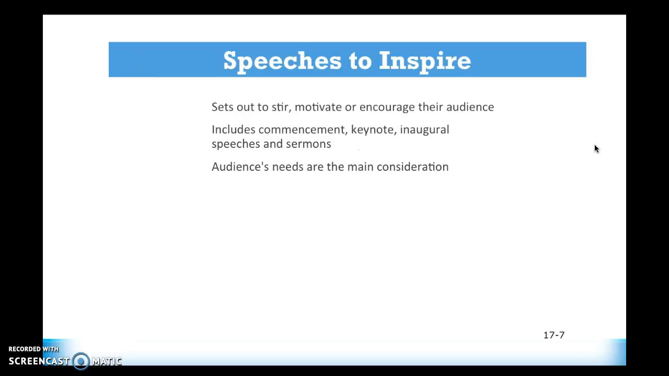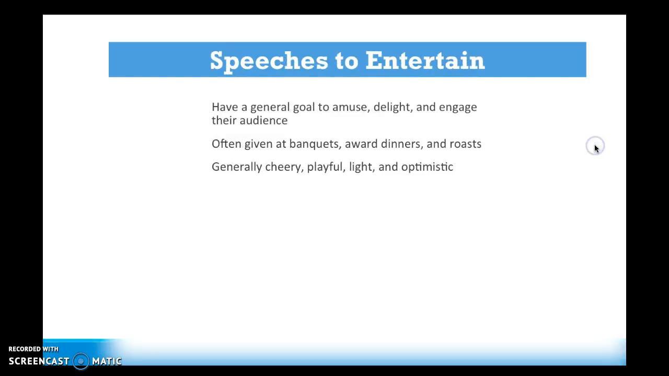Speeches that inspire, these are very, very pathos heavy. So you want to think about that if you're doing a speech of inspiration. They're set out to motivate, to encourage, to spur emotions in our audience. And this can also include a commencement, keynotes, inaugural speeches, sermons. Remember, the audience is the main consideration of these speeches.